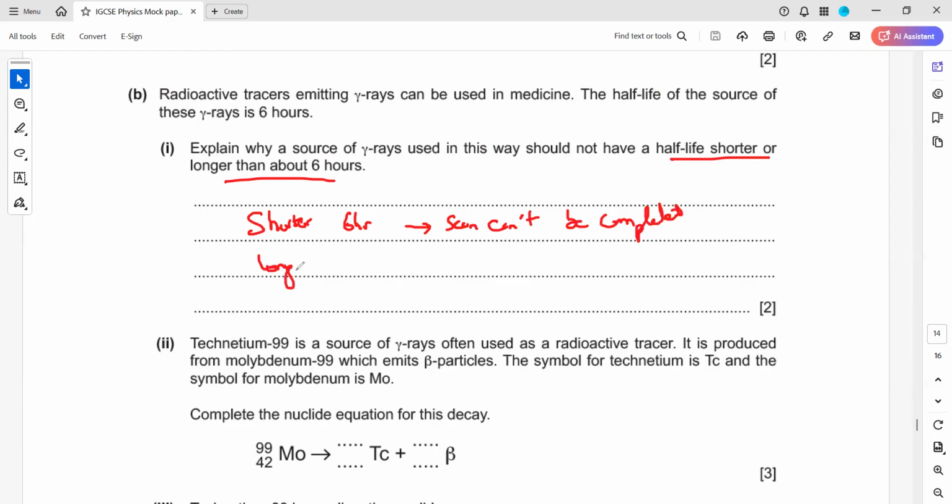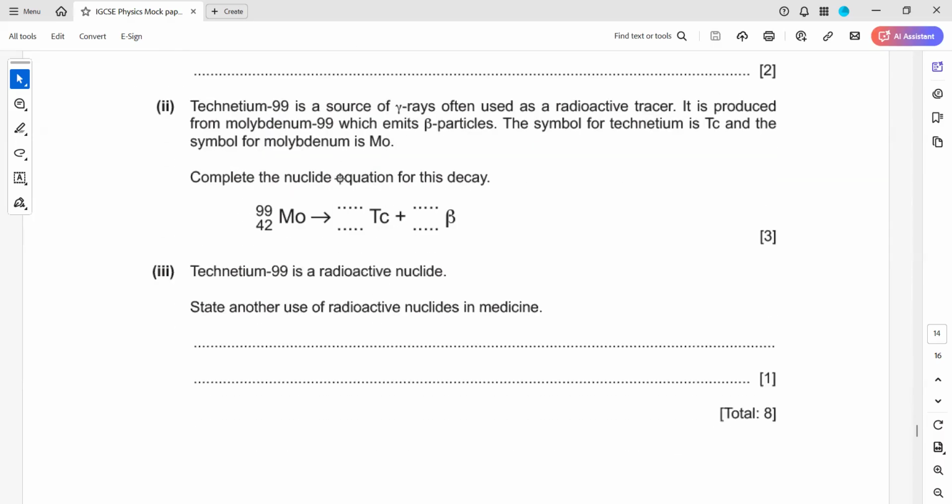And if it is longer than 6 hours, then what will happen? It will be dangerous. Why? Because it can remain in the body for a longer period of time, so it might be dangerous. Then we have to complete: for beta decay, the nucleon number does not change and the proton number increases by 1. So this is for beta. State another use of a radioactive nuclide in medicine. It is used for the treatment of cancer, or radiotherapy.